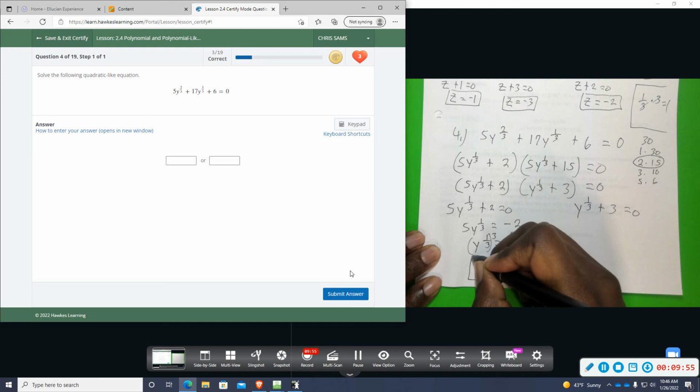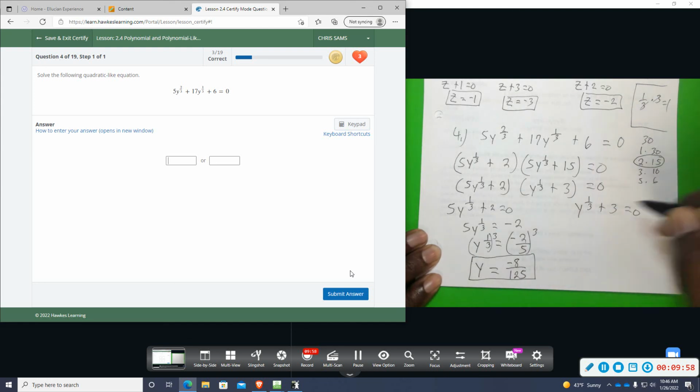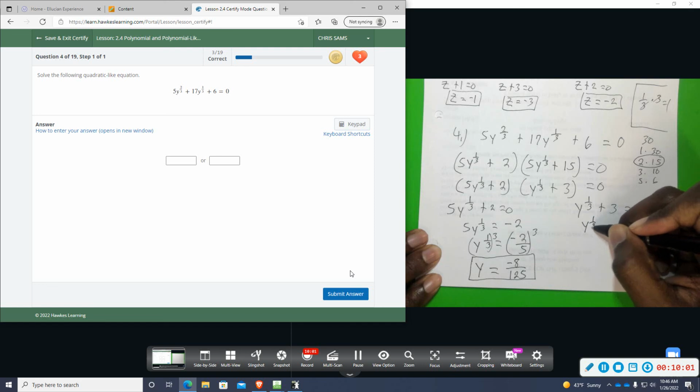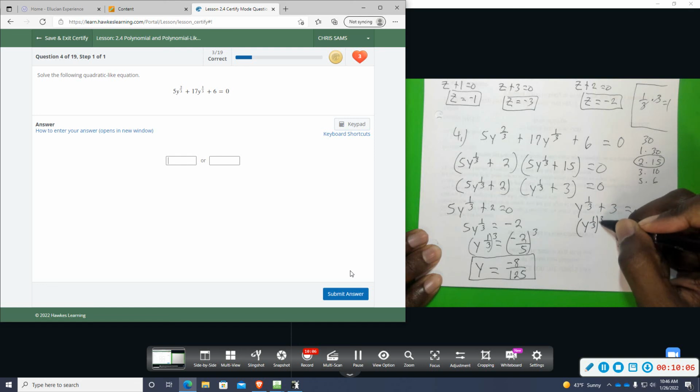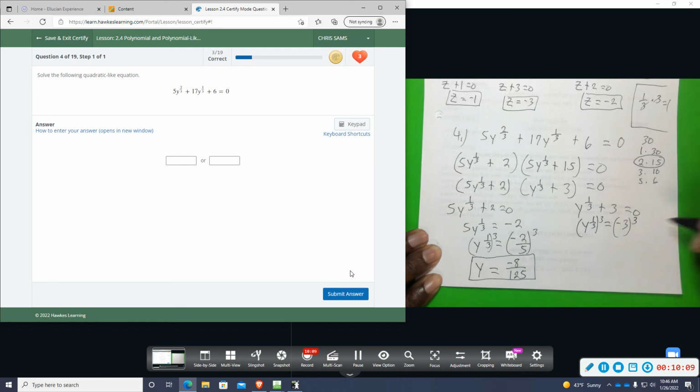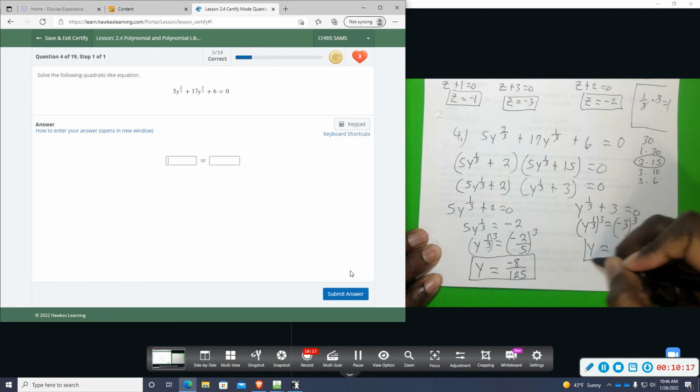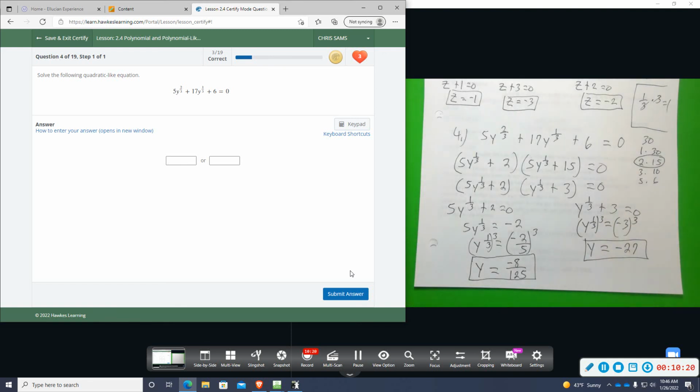So that's one solution. Then over here we would subtract 3, and then that would give us a negative 3, and then same thing, raise it to the third power to get rid of that fraction. And this will give us y equals negative 3 times negative 3 times negative 3 will give us a negative 27. Here, negative 8 divided by 125.